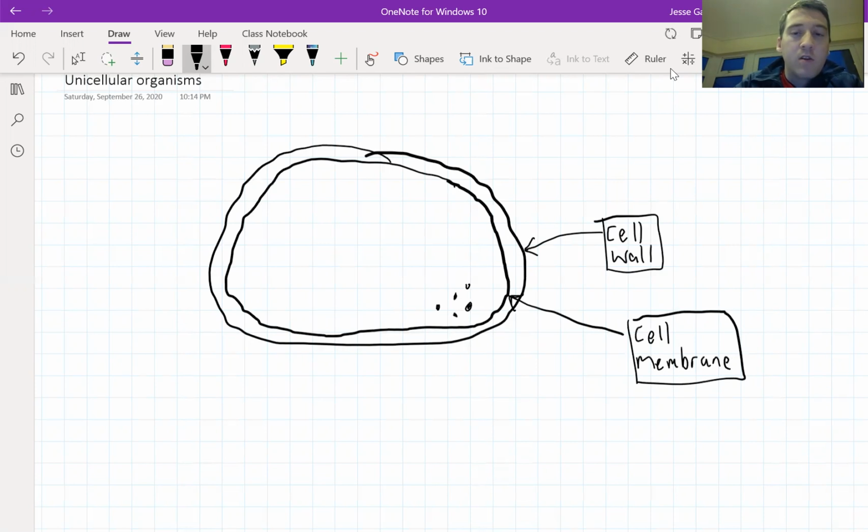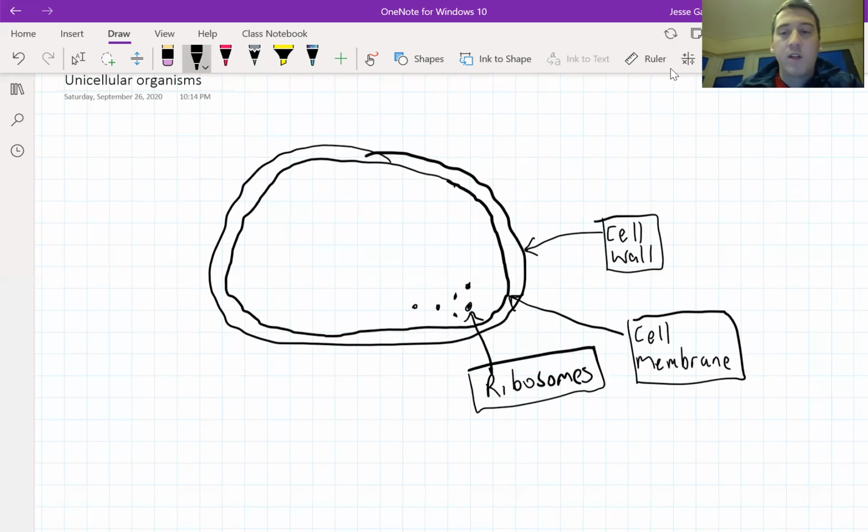I'm drawing some ribosomes. A bacterial cell has ribosomes. Ribosomes make proteins. So the job of the ribosomes is to manufacture or to produce proteins for the cell. So the ribosomes produce proteins.